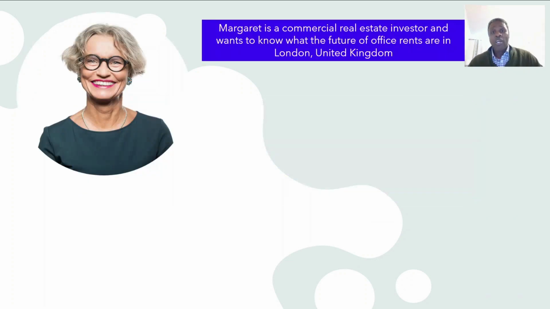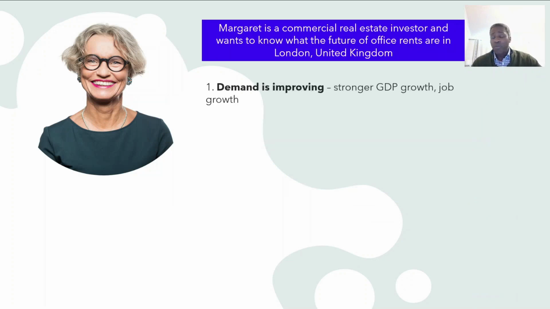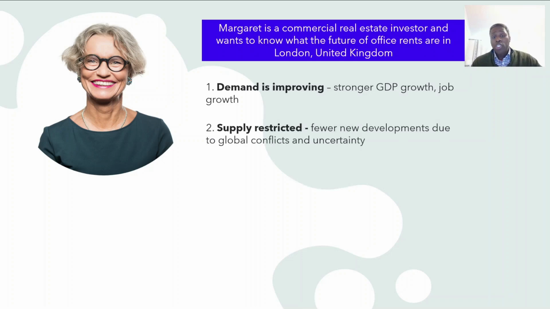So here we are. This is Margaret, and she is a commercial real estate investor, and she would like to know the future of office rents in London, in the UK. Now, the economic conditions are this. Demand is improving, there's good job growth, GDP is looking good, and we're in better prosperity than we have been recently. Unfortunately, supply is still restricted, with conflicts around the world, all prices are going up, and there are fewer new developments and a little bit of uncertainty.